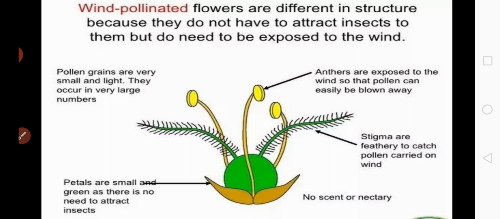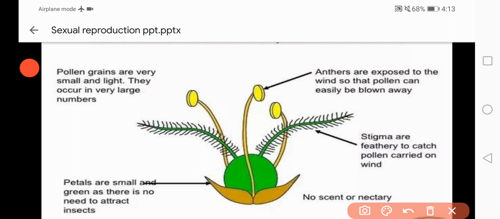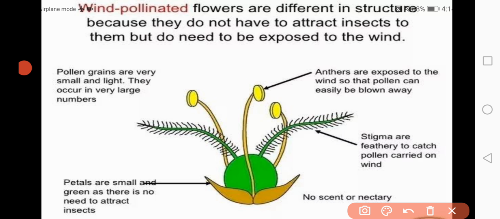So in wind pollinated flowers, the flowers are different in structure because they do not have to attract the insects to them, but do need to be exposed to the wind. So here the pollen grains are very small and they are lighter in weight. These are the important characters which are found in the wind pollinated plants.